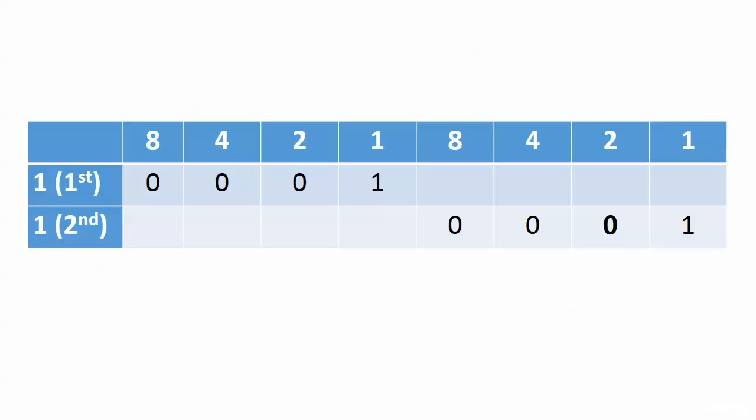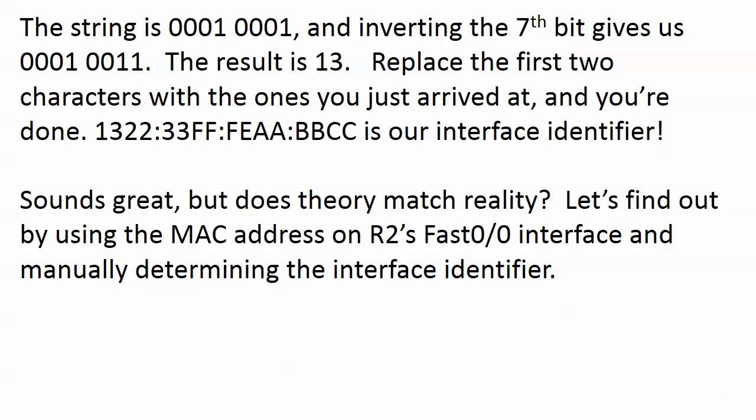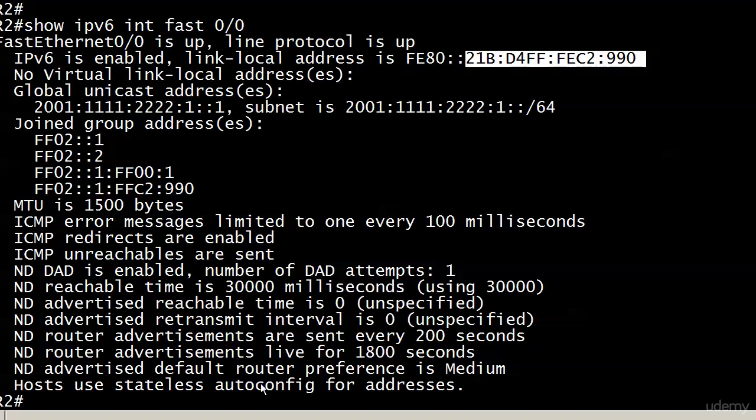Okay, so this is all you got to do. Write out those first 2 values in binary. It's a good little practice while you're at it. Invert it, and you are done. Now, that theory sounds fantastic, but does it match reality? We're going to find out by using the MAC address on Router 2's FastEthernet interface. We're going to manually determine the interface identifier and then see if it matches up with what the router's already come up with. So let's go ahead and do that.